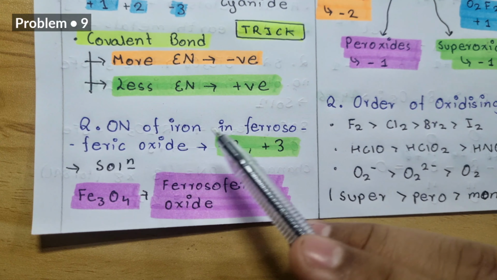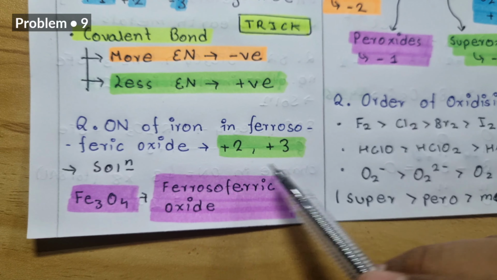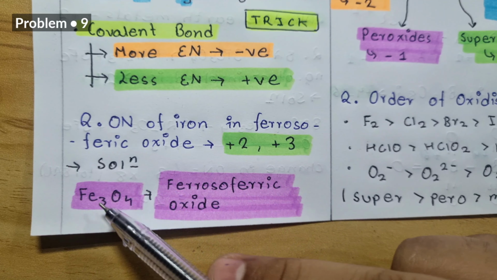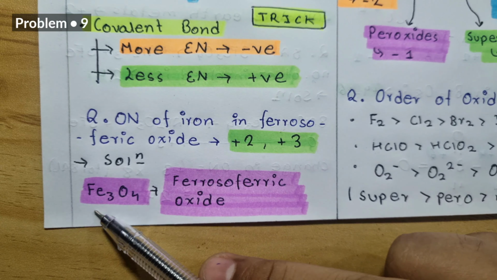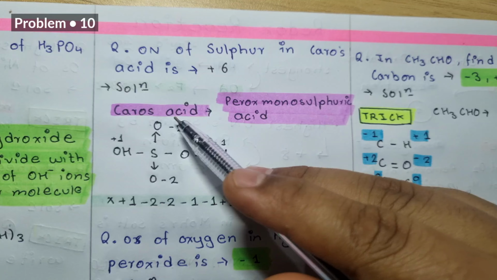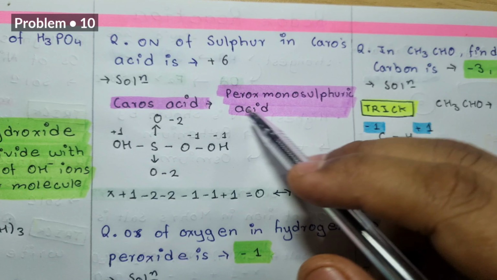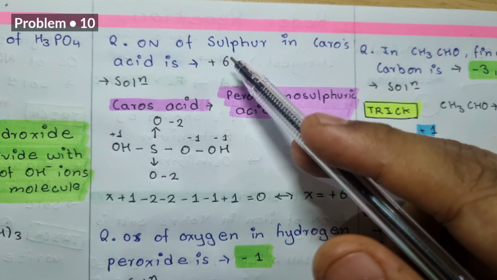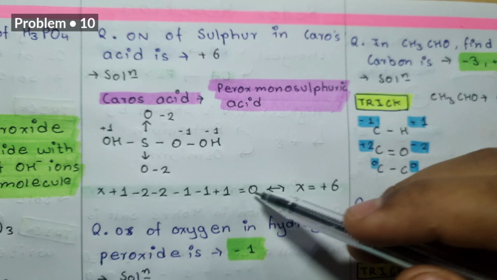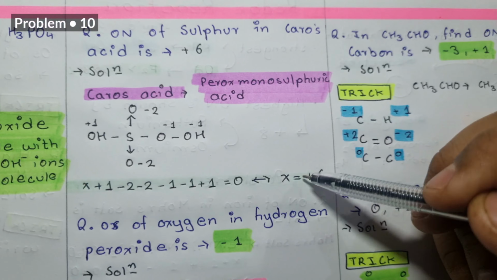The oxidation number of iron in ferroferric oxide is positive 8/3 and negative 2 for oxygen. That is, ferroferric oxide has chemical formula Fe3O4. Now the oxidation number of sulfur in Caro's acid is, first and foremost you need to understand what Caro's acid is. The peroxymonosulfuric acid is said to be Caro's acid. You can calculate the value of X by this equation, that is positive 6.